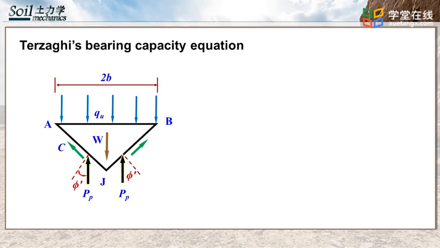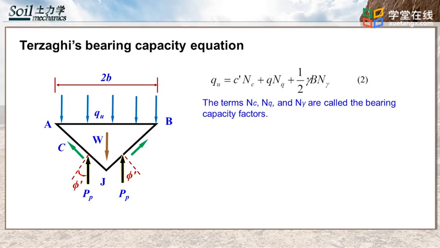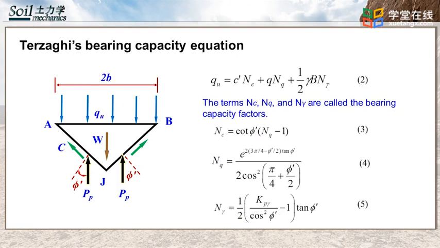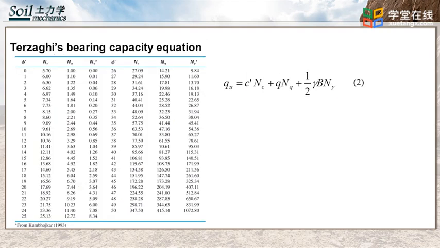And finally, he proposed the following equation for determining the bearing capacity of soil, which is expressed as equation 2. It is referred to as the Terzaghi bearing capacity equation. In this equation, c is the cohesion of soil, gamma is the unit weight of soil, and q equals gamma times dF. The terms Nc, Nq, and N-gamma are called the bearing capacity factors. Nc, Nq, and N-gamma are defined by equations 3 to 5, and the variations of bearing capacity factors are given in the table shown in the slides.